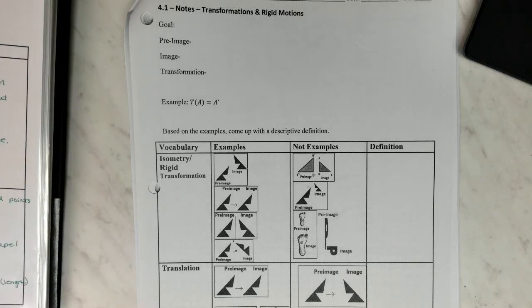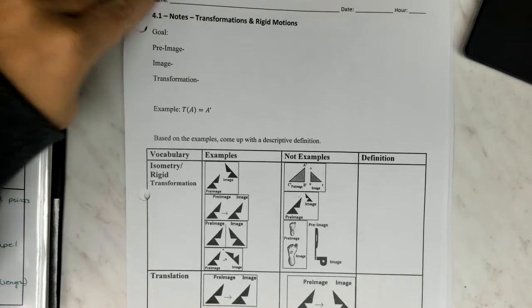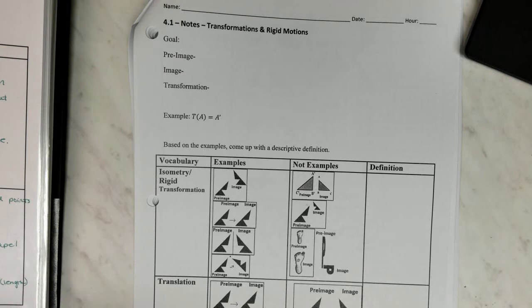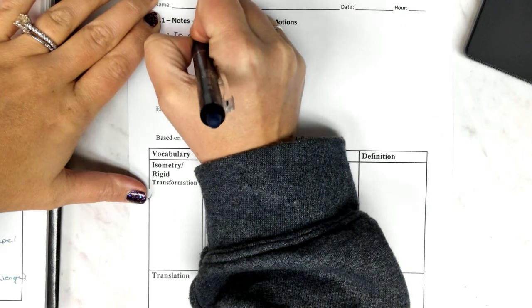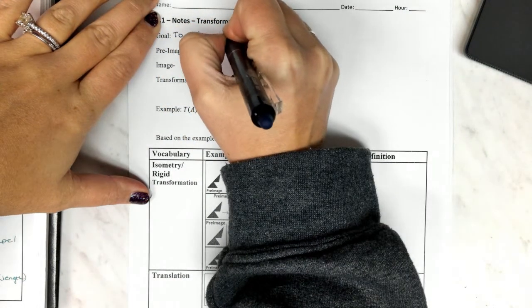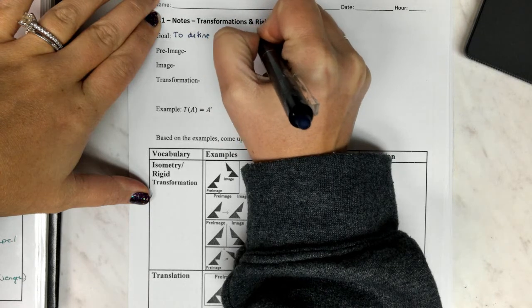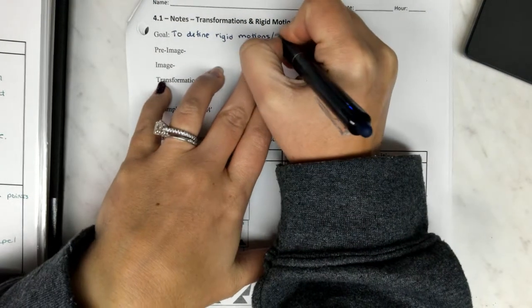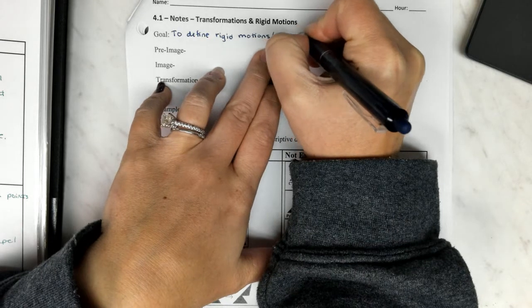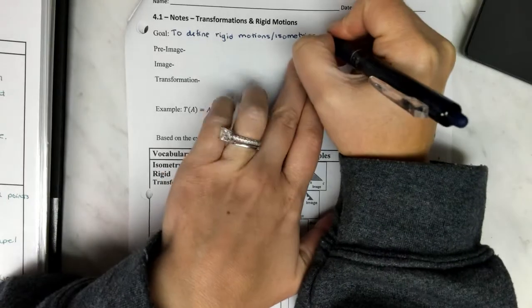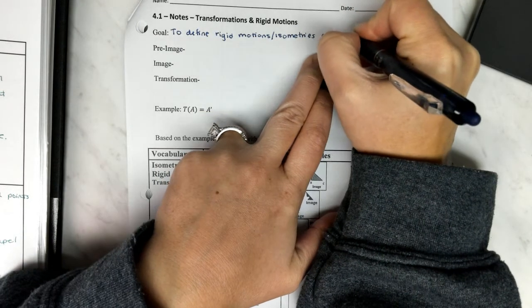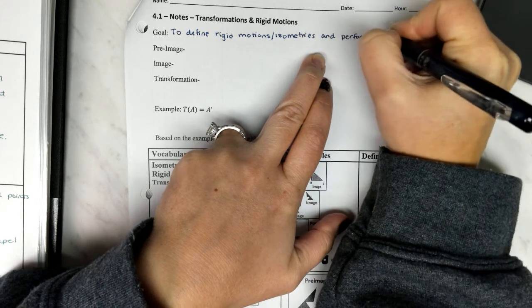Okay, so today we're going to be doing 4.1 notes, which are transformations and rigid motions. This is kind of an overview of all of Unit 4, like what we will be getting into. So our goal for today is to define rigid motions, also known as isometries. Those words are used interchangeably. And to perform transformations.